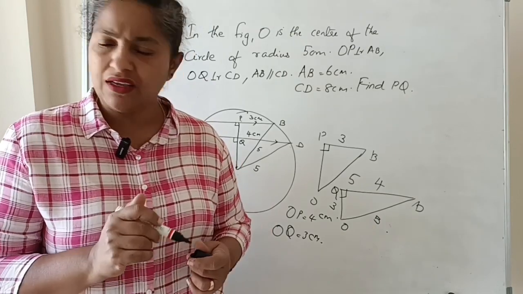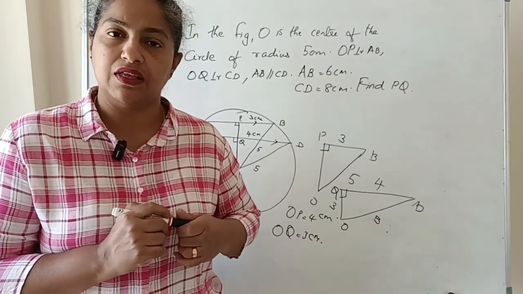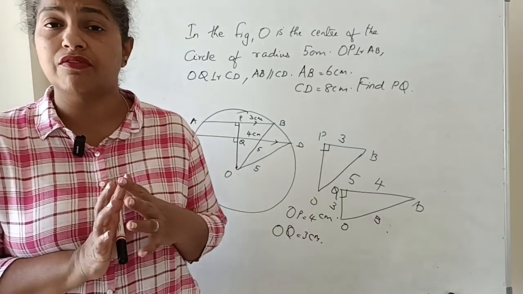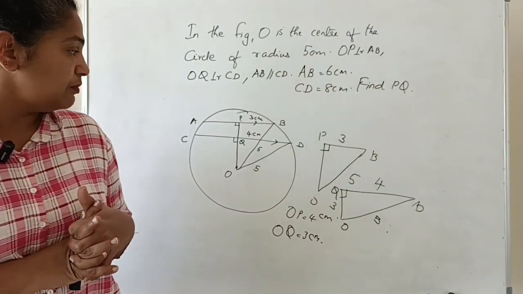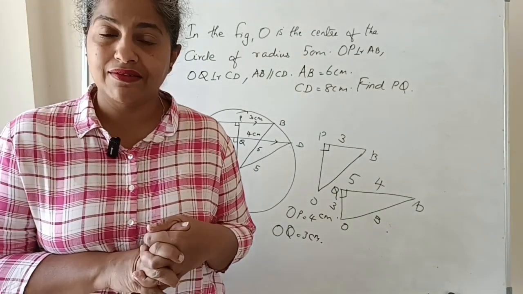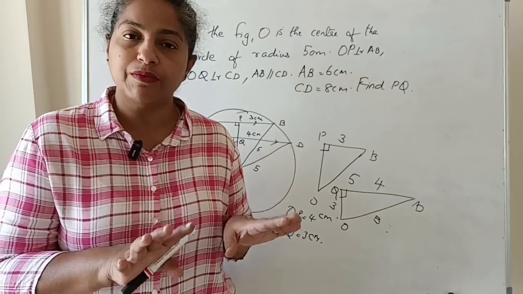Okay, it is again a very simple application of the previous theorem itself. It is just that two chords are given to you. So we have found out the measure of PQ. Now let us see if there are any confusing sums in this particular concept.